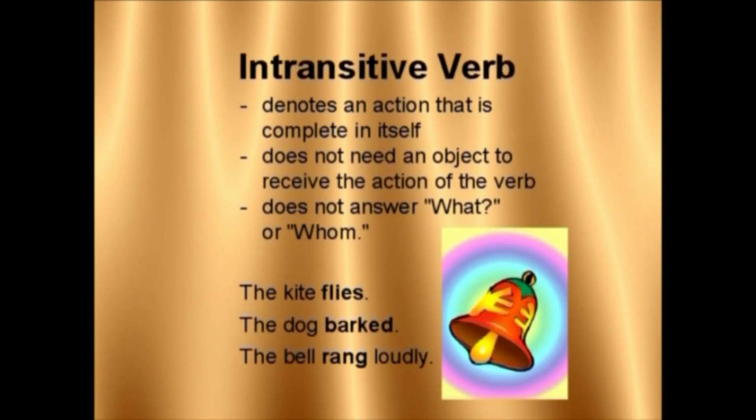Next, the intransitive verb. An intransitive verb denotes an action that is complete in itself. It does not need an object to receive the action of the verb. It does not answer what or whom. For example: "The kite flies." "The dog barked." "The bell rang loudly."